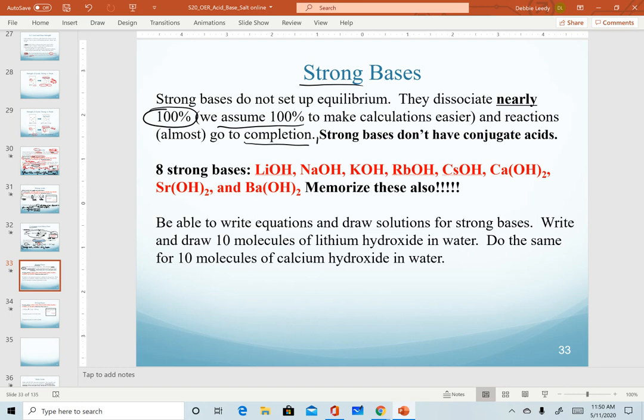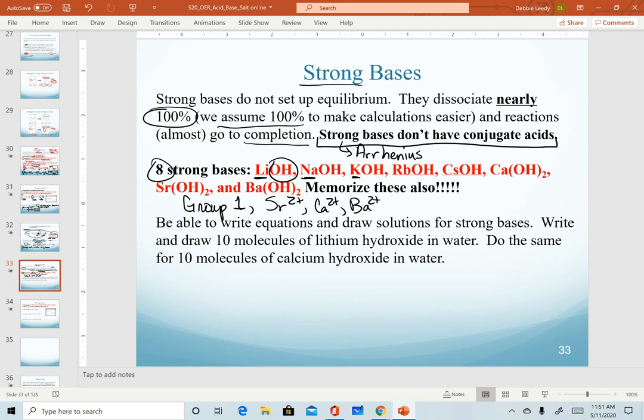The difference with strong bases is that these do not have conjugate acids, and that's because our strong bases are actually all Arrhenius bases. So remember, Arrhenius bases are defined as having hydroxide in them. Notice for our 8 strong bases, they all have hydroxide. And notice that the metal cation that's with each one comes from groups 1 and 2. So it's all of group 1, and then it is strontium, calcium, and barium from group 2.